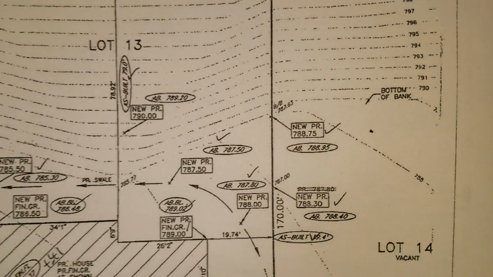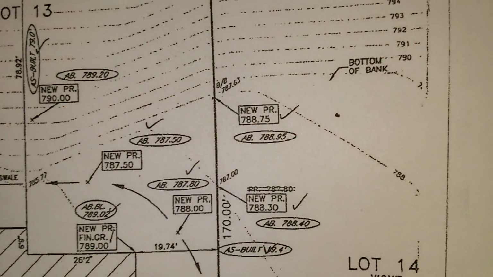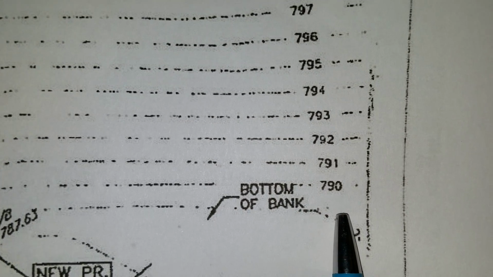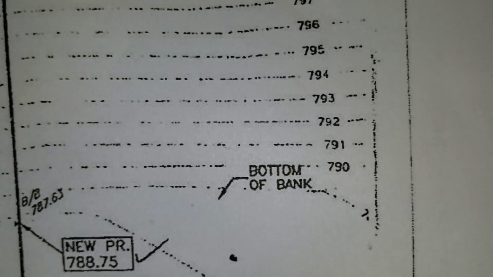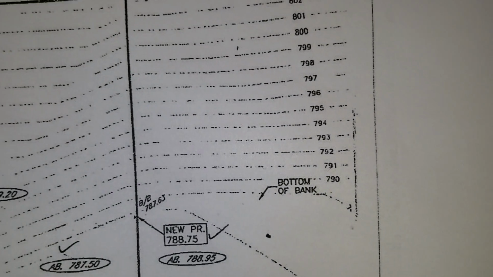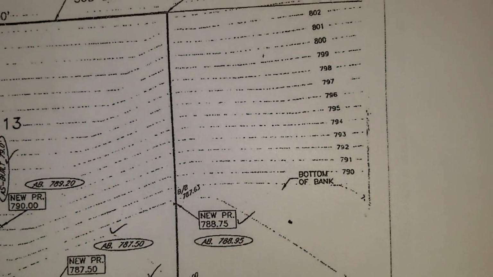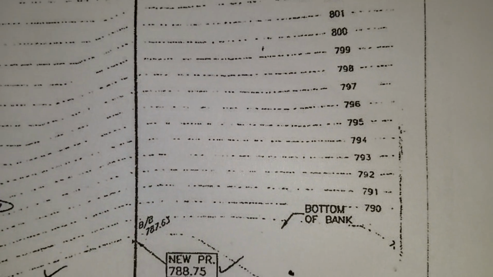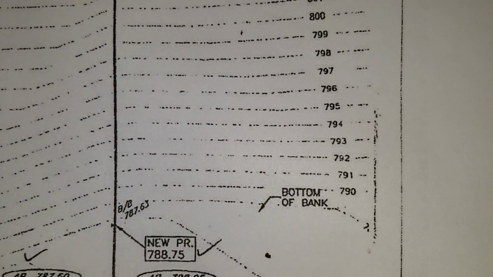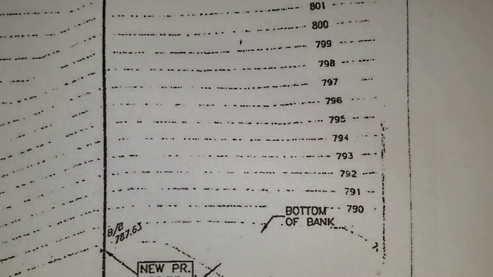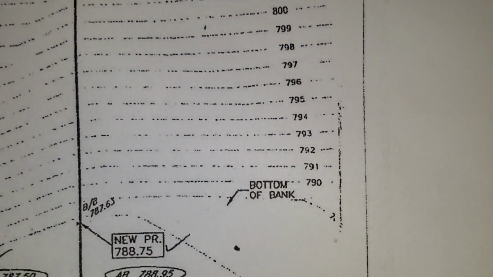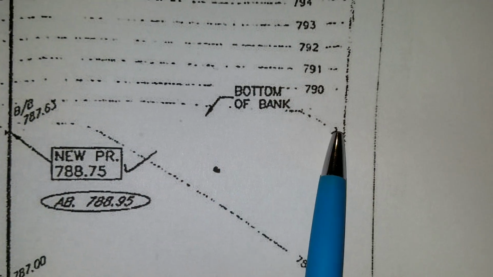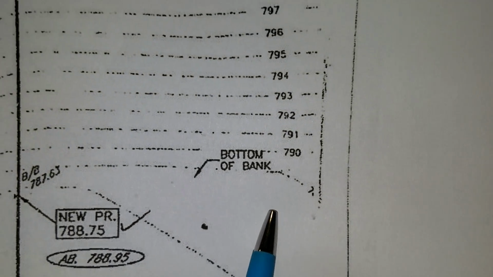So when you look at these contours, they're going up by 1 foot. If you were looking at a map of a larger area, it would be 10 feet. You always got to make sure, okay, we know this is in feet, and you always want to look at that. What do we got? Every 1 foot, there's a contoured line. So we start out at 789 at the bottom of the bank here.